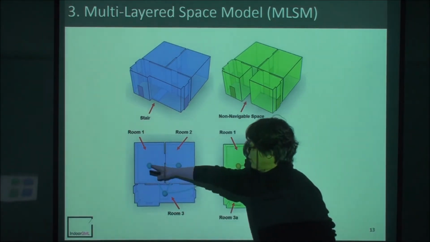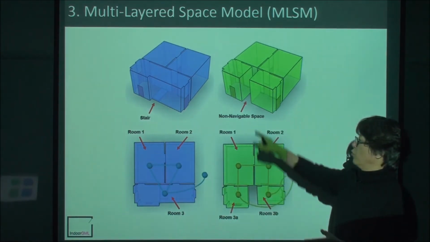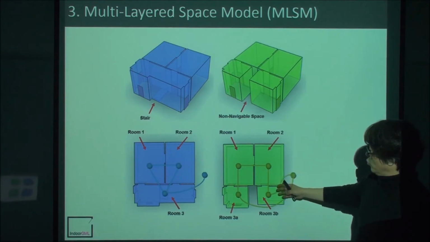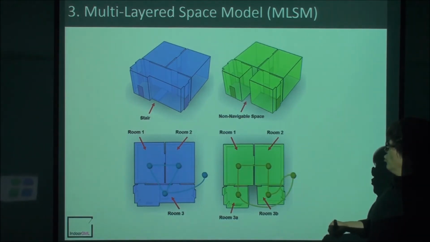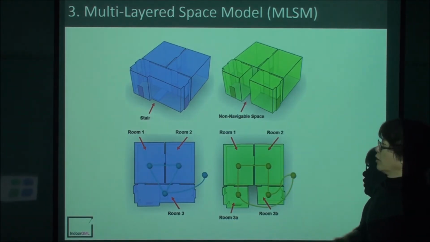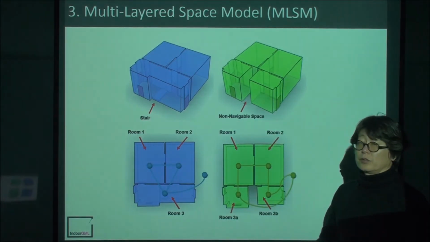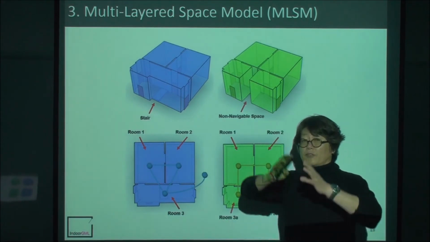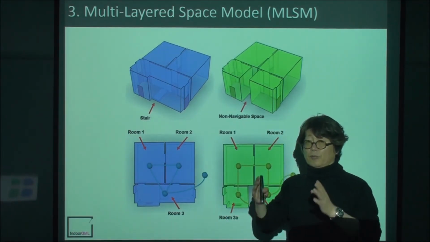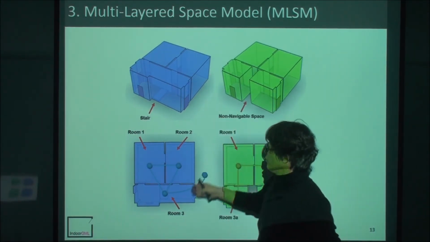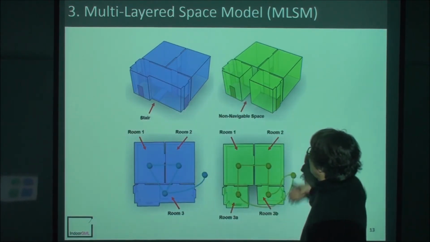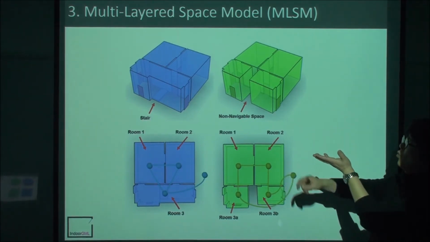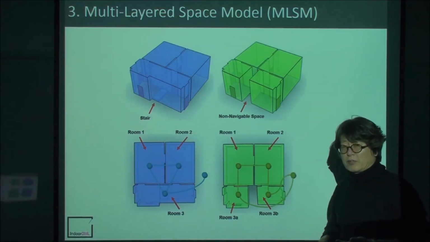So in this case, we have only 3 nodes for rooms and 1 external space. So in this case, we have 1, 2, 3, 4 nodes and 1 for external space. So we have two different interpretations. For each interpretation, we can describe it as a single space layer. So this is one space layer, and this is another space layer. So we have two different space layers. That means we have a multi-space layer.